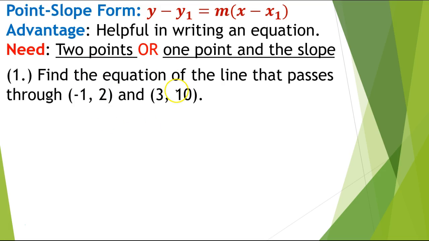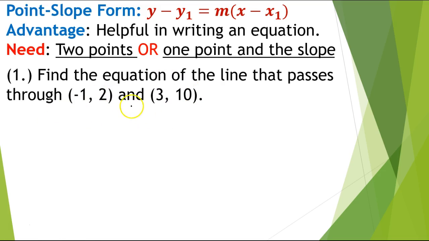When we are given one point and the slope that is not the y-intercept, then it's easy to use the point-slope form. Or if we are given 2 points only, without the slope, we can still use the point-slope form, because with the 2 points, we can find the slope. So that's what we're going to do here, to find the equation that passes through these 2 points.